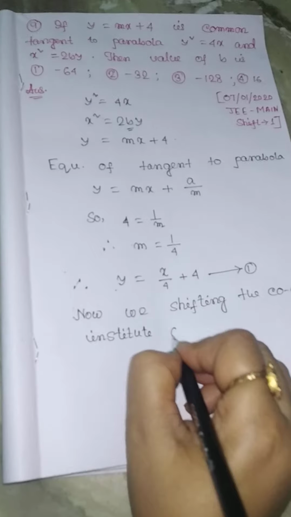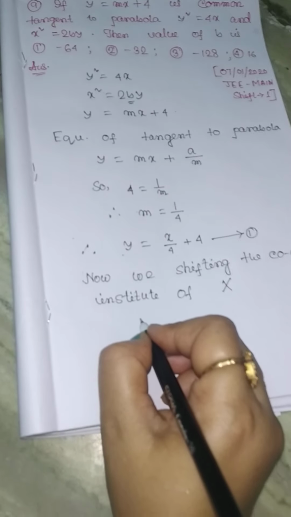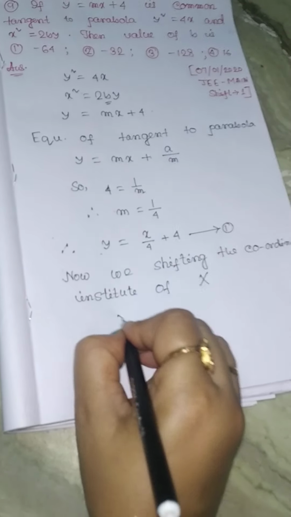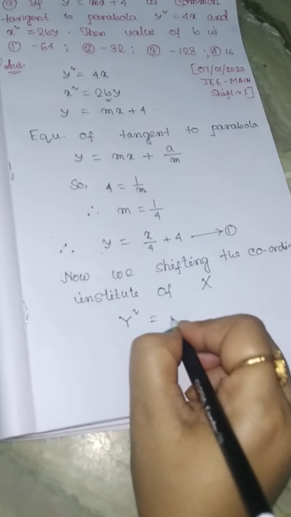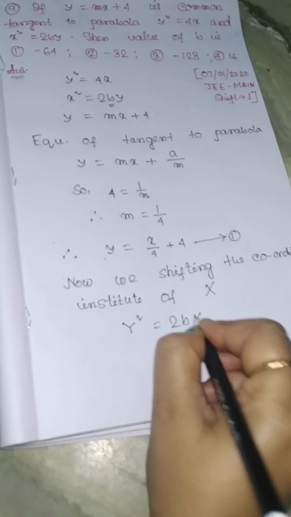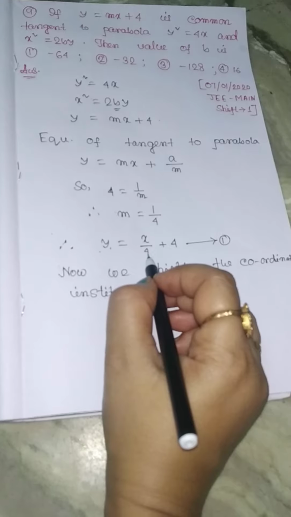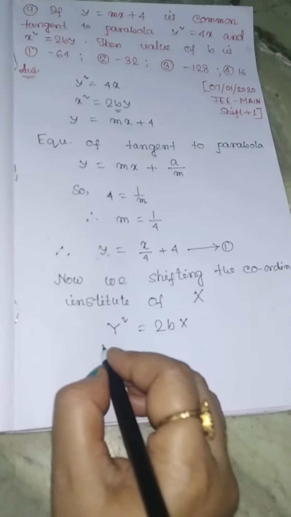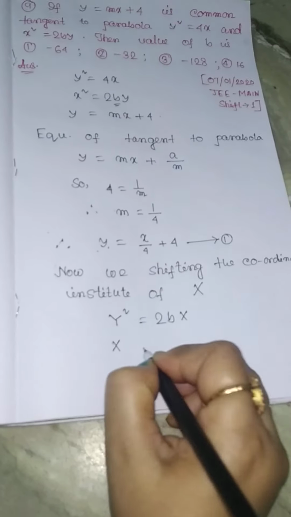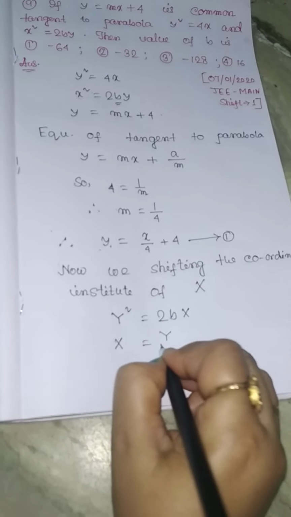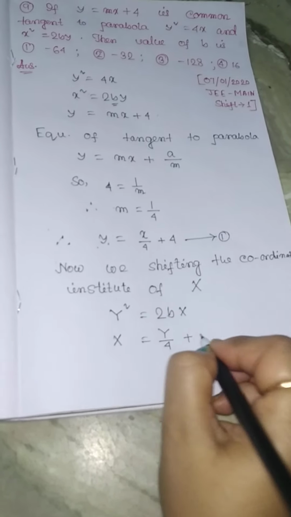So x square is equal to 2by becomes y square is equal to 2bx, and y is equal to x by 4 plus 4 becomes x is equal to y by 4 plus 4.